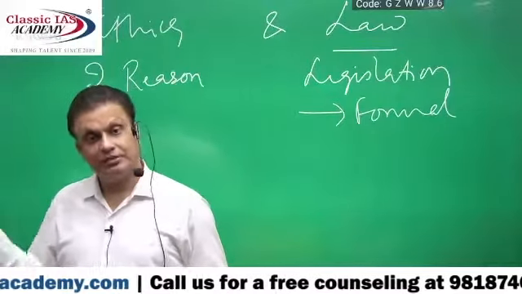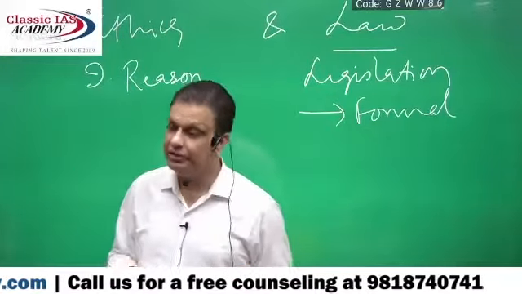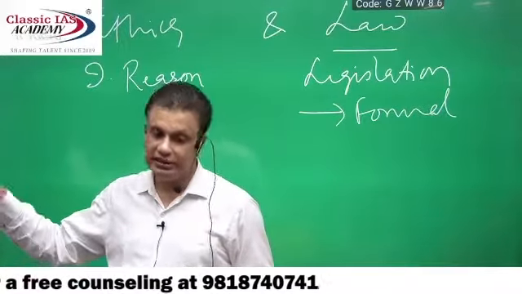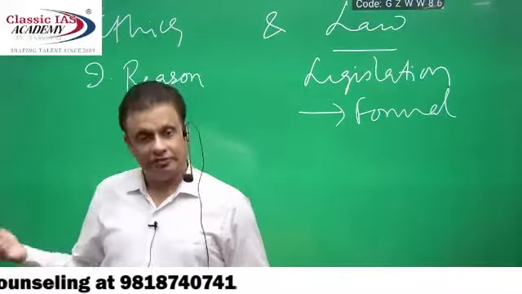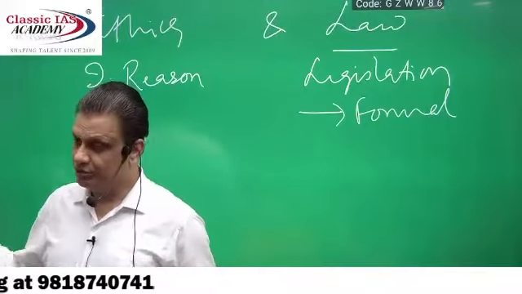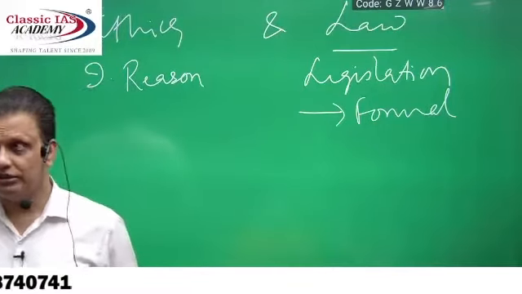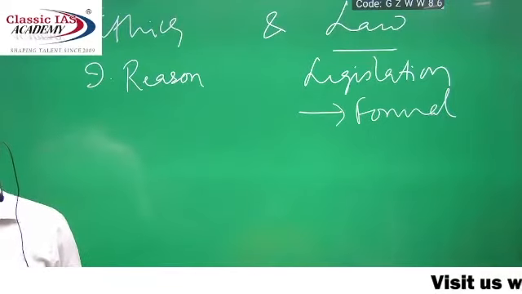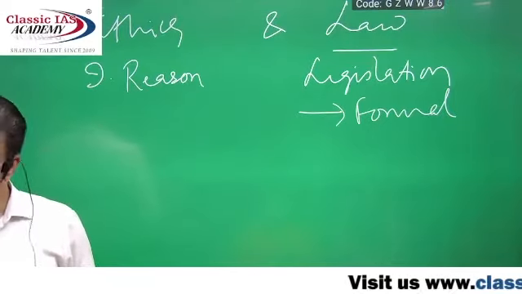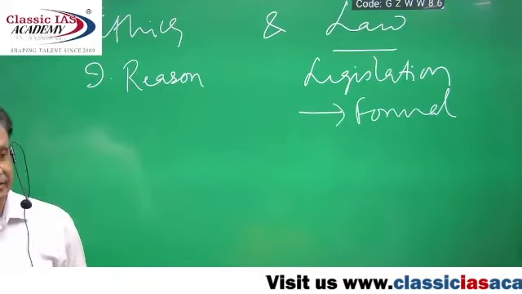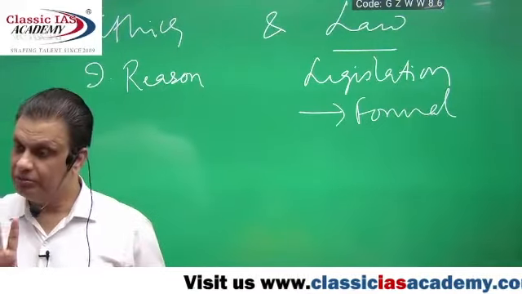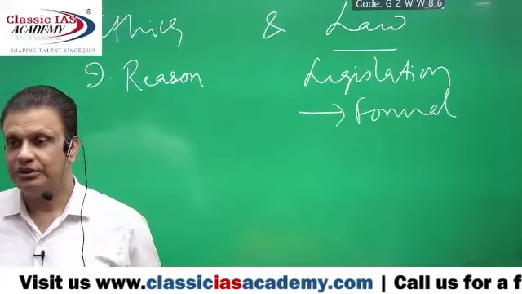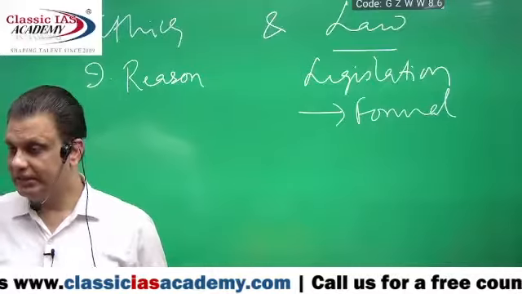Then it must be passed by a certain type of majority. Different types of majorities are there: simple majority, 2/3 majority, 3/4 majority, depending on what type of law we are talking about. So it must be passed by the parliament through a certain majority. Not only that, it must get the approval of the head of the state, like the president in India. Otherwise it will not become applicable law. After that, it must be notified in a gazette, and rules must be made in that case.